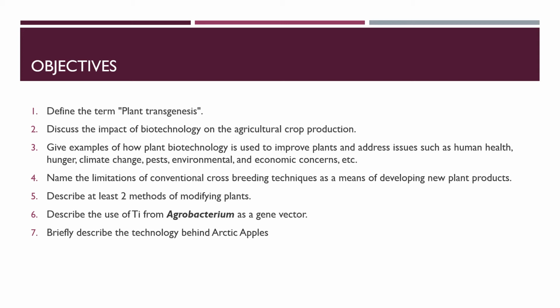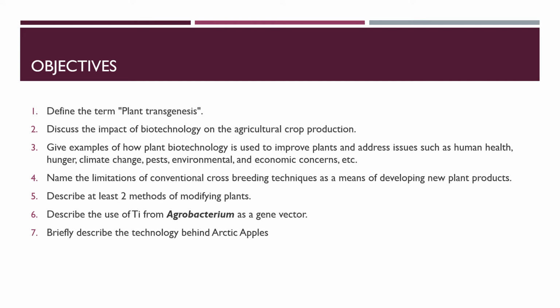The objectives for this week are to, number one, define the term plant transgenesis. Number two, discuss the impact of biotechnology on the agricultural crop production in the United States and worldwide. Number three, give examples of how plant biotechnology is used to improve plants and address issues such as human health, hunger, climate change, pests, environmental and economic concerns.